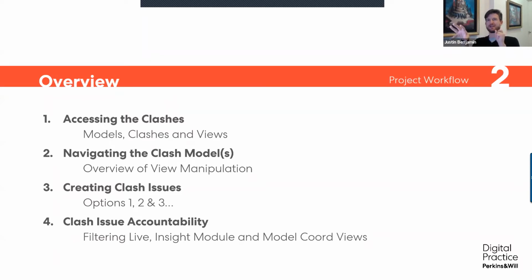A lot of the times you might find yourself between a column and some ductwork, and it's like, what floor am I at? What room am I in? Once you see that clash, how do you back up and get that context to know exactly where you are? So that's navigating the clash models.